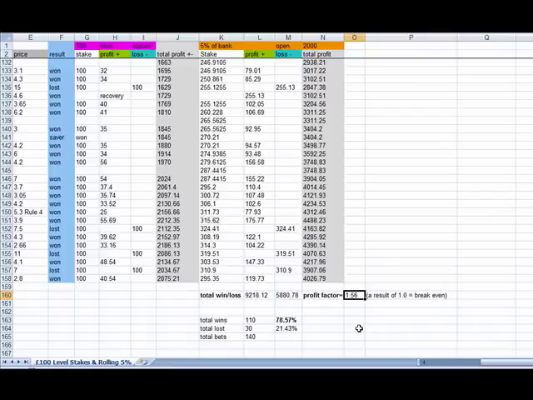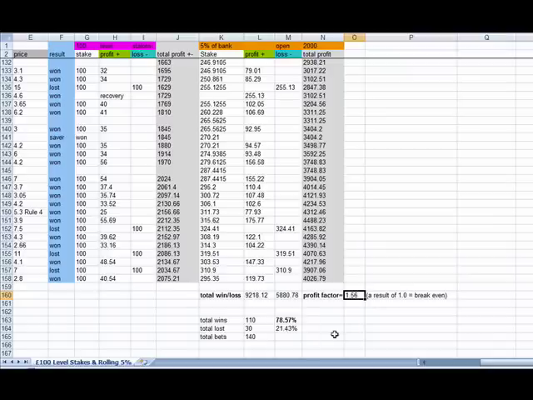Now, the other metric that you can use to determine whether a system is good or not is quite simple. You just work out your total bets and the total wins and the total losers that you have, and then from that you can actually work out your strike rate. So on these results here that we've been having, we actually have a 78.57% strike rate overall, which is absolutely fantastic. So if you take that figure, the strike rate, and you couple it with a positive profit factor, then you know that this system is going to be making money overall.